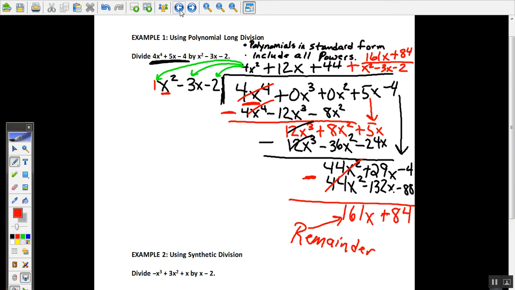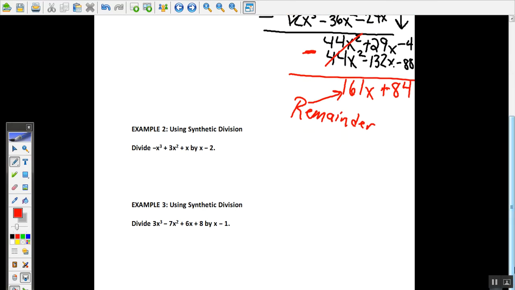All right. I want to show you something. This is so neat, and I get excited about stuff like this. We're dividing by something that's known as x to the first power. It's a binomial, x minus 2. Synthetic division only works when you divide by x minus k. Am I dividing by an x minus k form right here, kids?